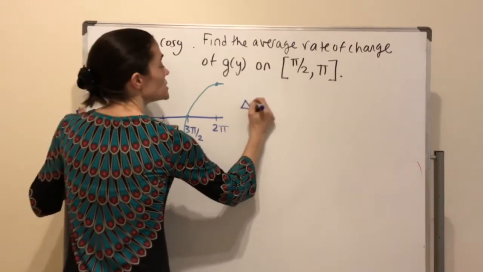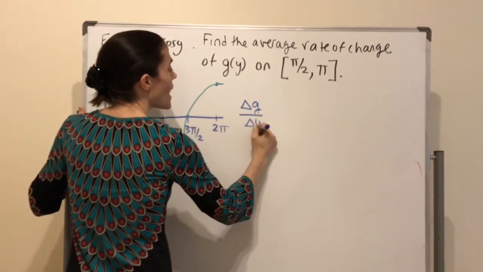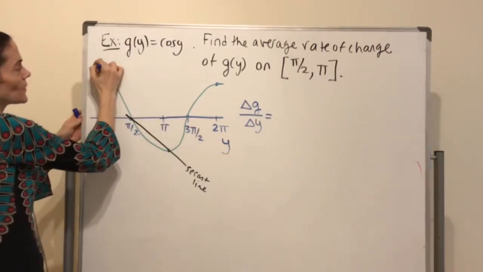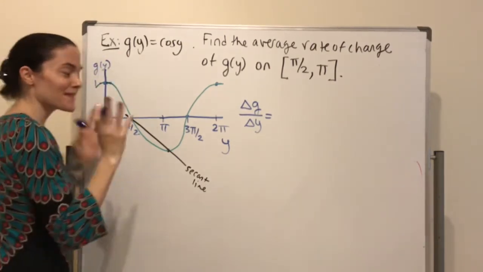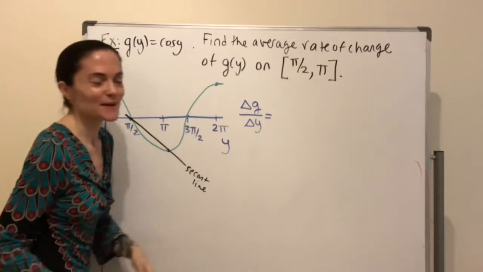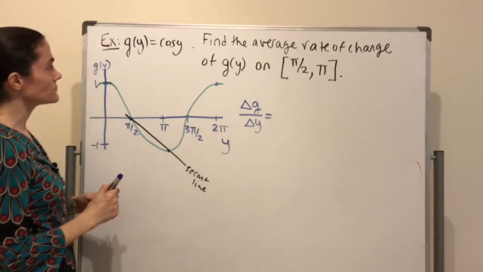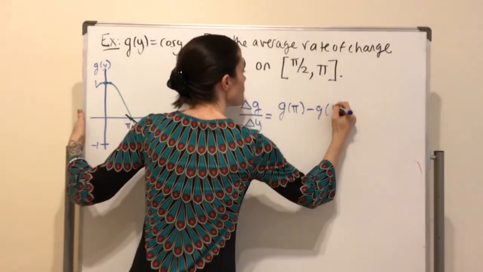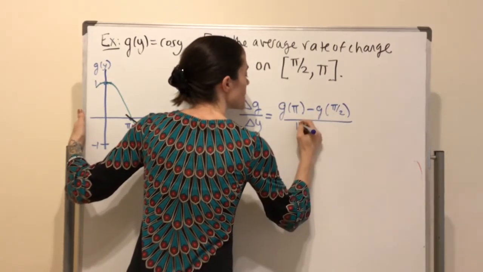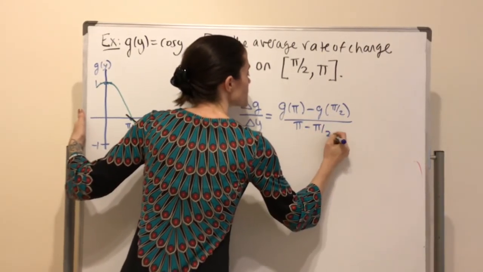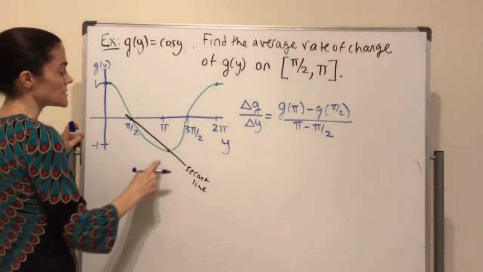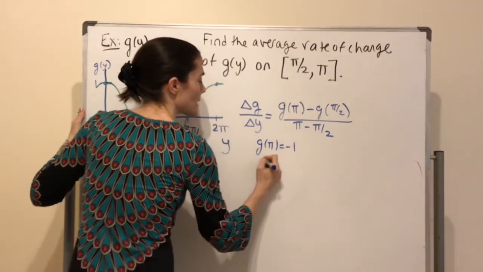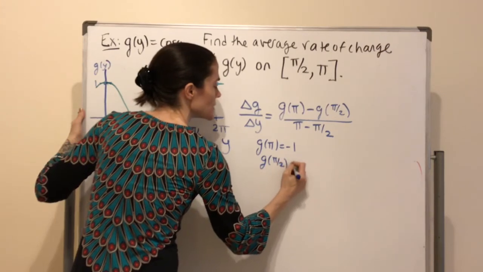We want the change in G over the change in y, right? I'm trying to keep my variables. Now this is y, and this is G of y, trying to keep my letters the same to match the problem. Very nice. This would be G of pi minus G of pi over 2, divided by pi minus pi over 2. And this is the cosine. Cosine of pi is minus 1, and cosine of pi over 2 is 0.